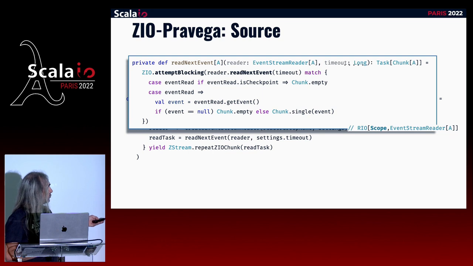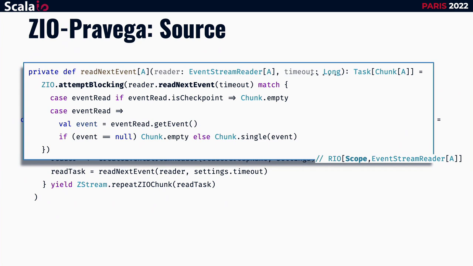The Java API is blocking, okay? So there's a timeout: if there is no event, the event is null, so I forward an empty chunk. If there is an event, I forward it to the stream, and there is some checkpoint that in this source I will ignore.